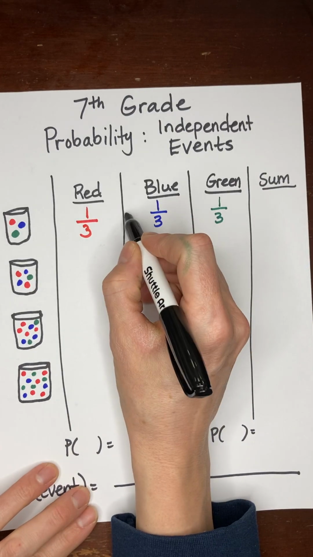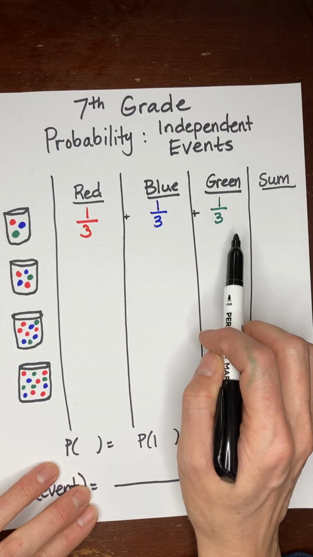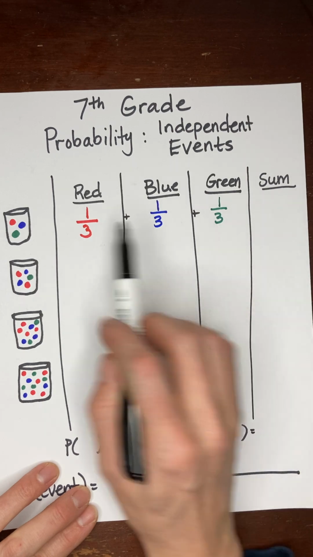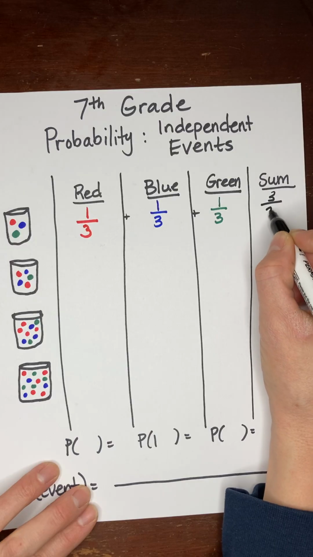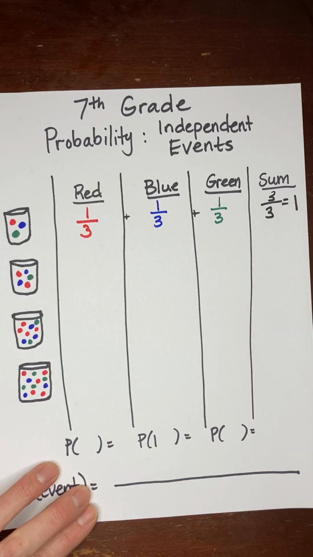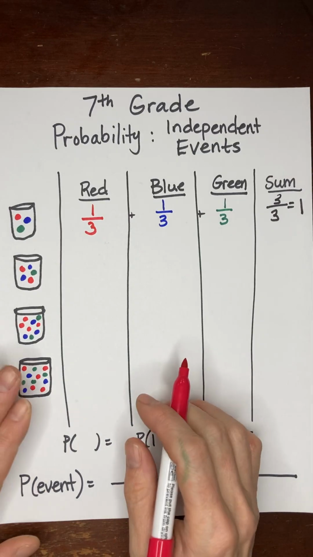Now let's add these up. So let's just pretend there's a plus sign here. Remember, when we add fractions, our denominator, we're going to keep it the same. And we're going to go 1, 2, 3, count the numerators. Okay, so the sum of those probabilities equals 1. All right, let's go to the next one.